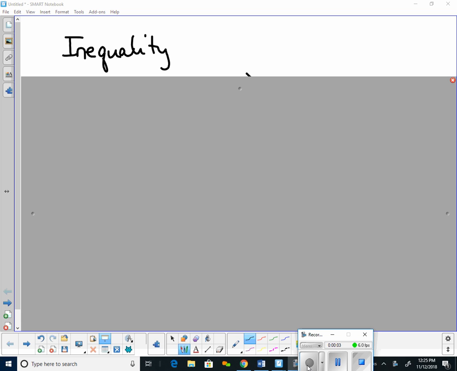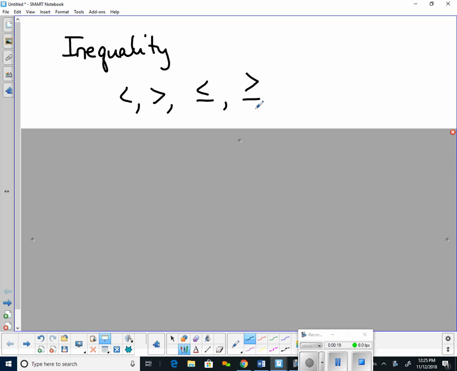Today we're going to start and talk about how to solve inequalities. Now there's a difference between inequalities and equations. Remember, an equation contains an equal sign. An inequality contains your less than, greater than, less than or equal to, or greater than or equal to signs.